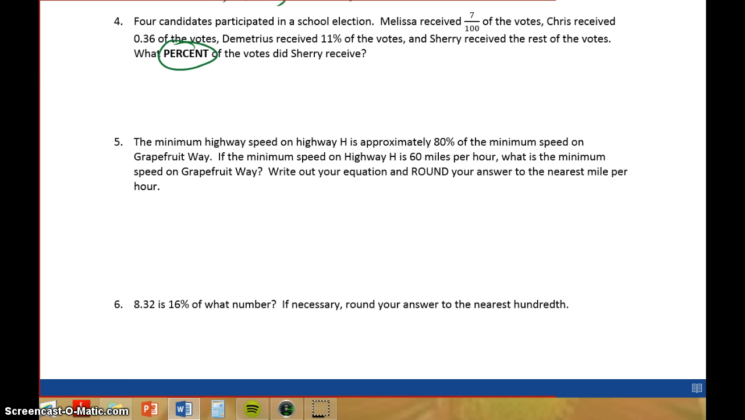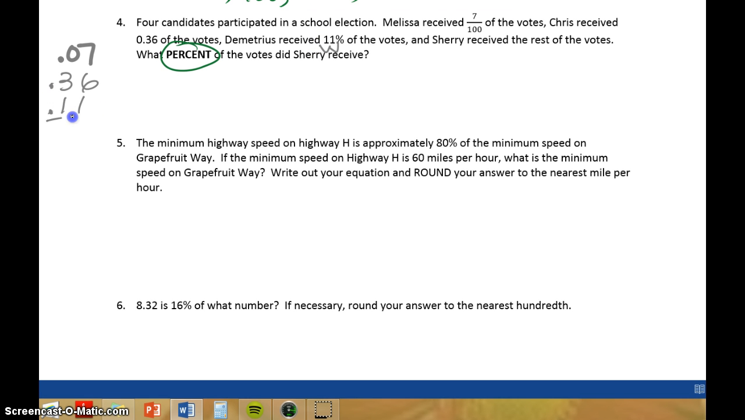Now 7/100ths, when we write that as a decimal, is 0.07. Our second one, 0.36, is already in decimal form. And then 11%, if we swoop that twice, would be 0.11 there. Now I'm going to add that up. So 7 plus 6 plus 1 is 14. Carry that 1, or regroup, 3, 4, 5. Okay, so 0.54, 54 hundredths, is the total amount of votes received by the other three, not including Sherry.